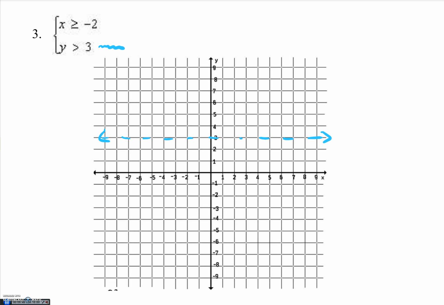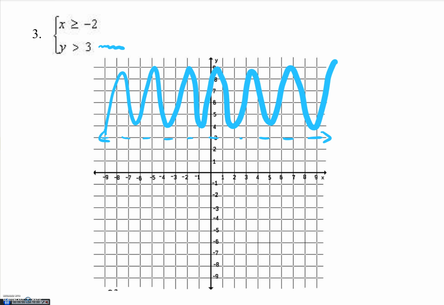So we're going to read again. Y is greater than 3. So where are my bigger y values? They are above the line. So we'll shade that one above the line. Green one.